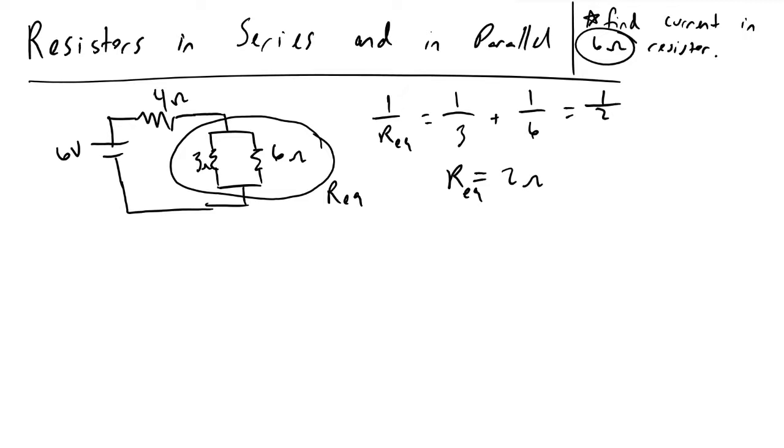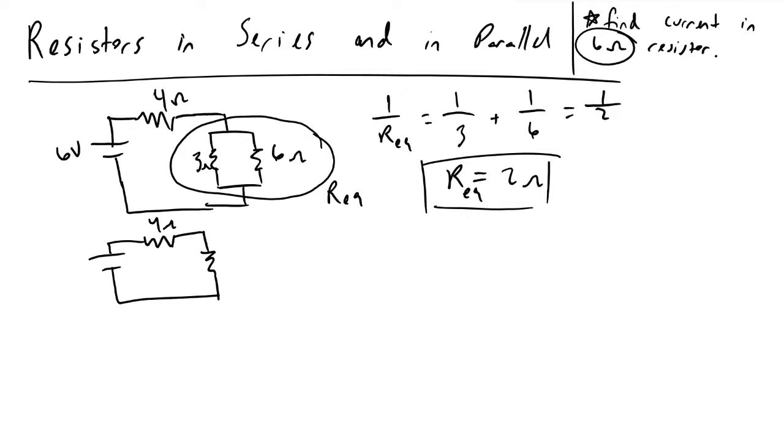And so because we now know that Req is equal to 2 ohms, I can redraw this circuit as the following. So we have the 4 ohm resistor we had previously, and now we have this fictitious equivalent resistance of 2 ohms, and we still have our 6-volt battery in our circuit. And why did we do this?